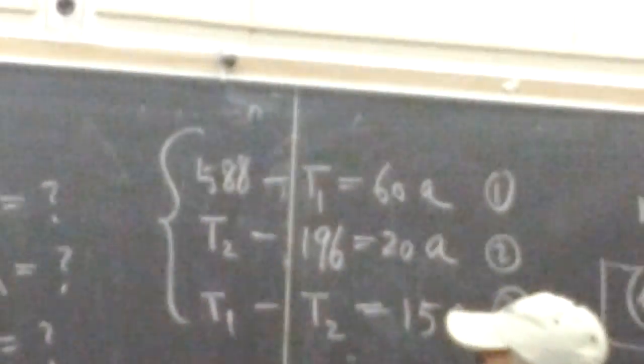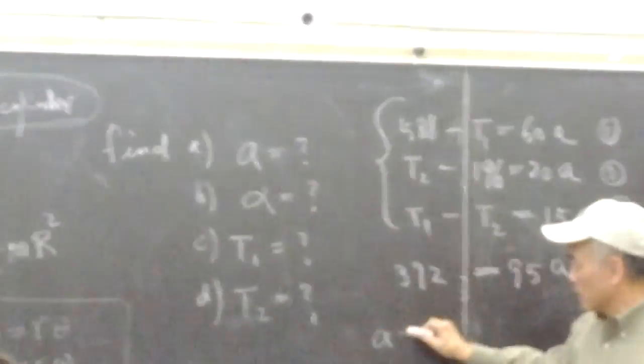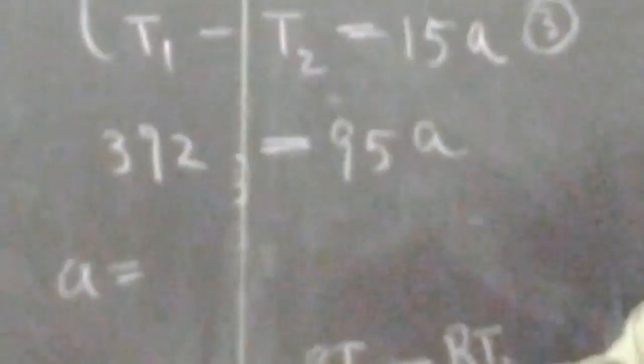Easiest thing to do is just add them up, right? Add them up. T1 cancels, T2 cancels, and you have 588 minus 196. Okay, so that's 392. And if you add them up on the right hand side, it's 60A plus 20A plus 15A, 95A. So we get A right away. 392 divided by 95. 4.13 meters per second squared.